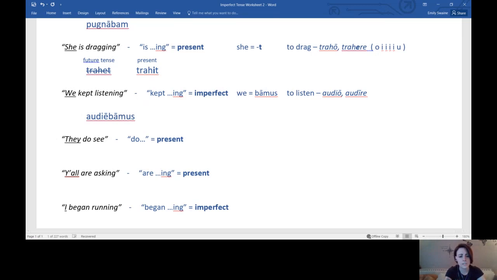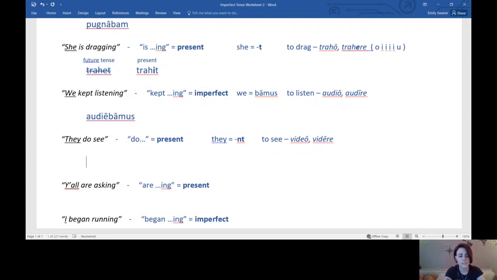All right, they do see. Okay, it is present tense. Are they is just going to end in NT because it's present tense, so we're not going to have a BA. To see, video. Everybody should know this one. Videre. Okay. So we're going to take our second form, vide. We're going to cut off the RE, which is our stem. Then we're going to add NT, but NT is a macron thief, so it's taking away the macron.